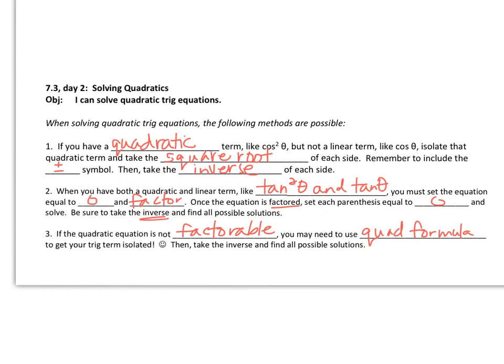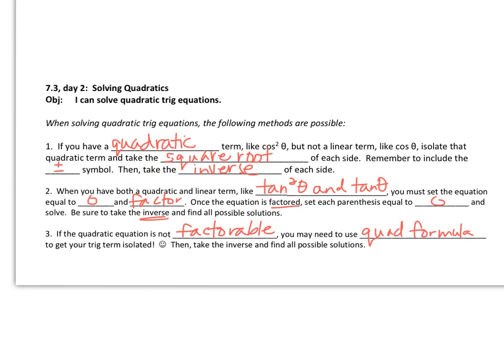Today we're going to focus on problems like example 2 or part 2. When you have both a quadratic and a linear term, for example like a tangent squared and a tangent, what you want to do here is now put everything on one side because it's now a quadratic equation with that linear term, set it equal to 0, and then factor it. Once you've factored into your two sets of parentheses or whatever the option might be, set that equal to 0 and solve. Then we'll take the inverse and find all of our possible solutions like in day 1.